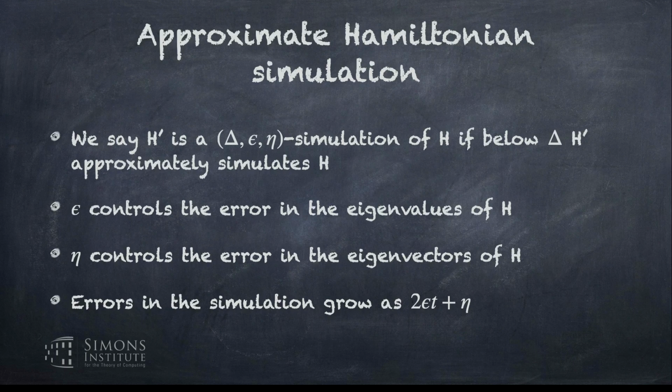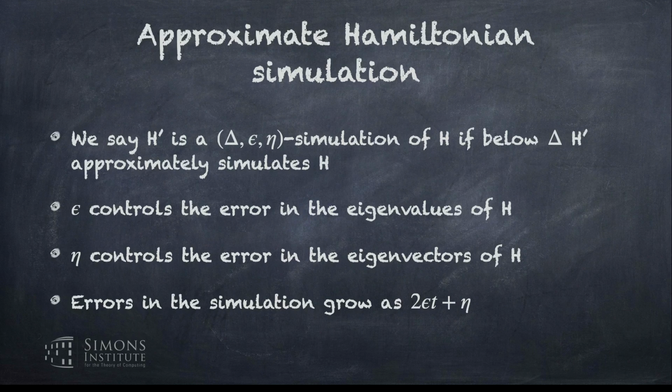So we're going to say that some Hamiltonian H prime is a (delta, epsilon, eta) simulation of H if below delta, H prime approximately simulates H. So delta here is our energy cutoff again. The interesting Hamiltonian H is encoded into the spectrum of H prime below delta. Above delta, the spectrum of H prime might be doing crazy things. We don't care about that. We're just interested in energies below delta.